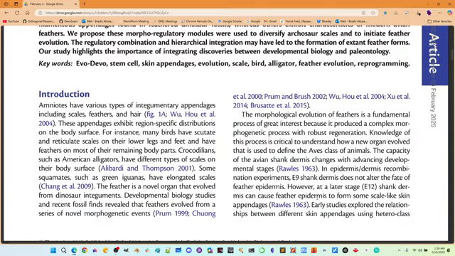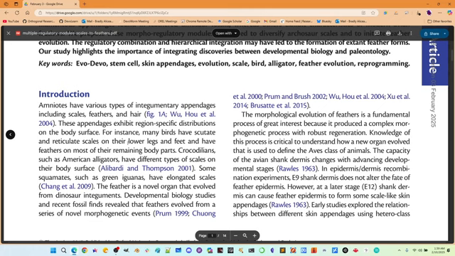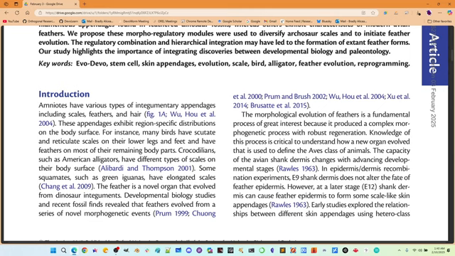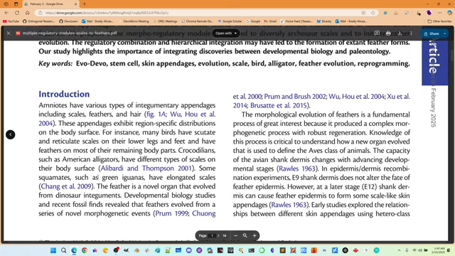So, of course, in amniotes, we have different types of these integumentary appendages, which involve scales, feathers, and hair. So you'll see pictures of the feather follicles. They look like hair follicles, and they are also involved in forming scales. These appendages exhibit region-specific distributions on the body surface. So, for instance, many birds have scutate and reticulate scales on their lower legs and feet, and have feathers on most of the remaining body parts. Crocodilians have different types of scales on their body surface. So this involves avians, this involves lizards and amphibians, this involves snakes, and this also involves other amniotes as well.